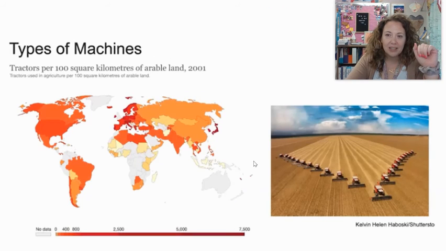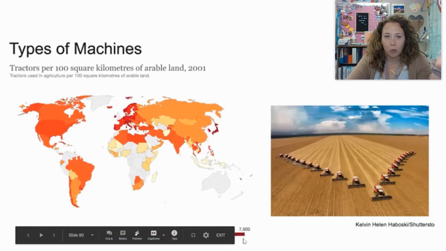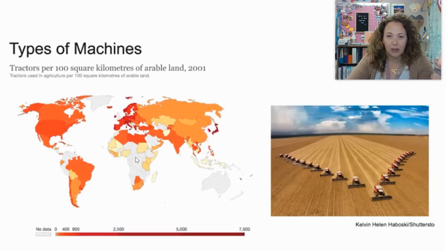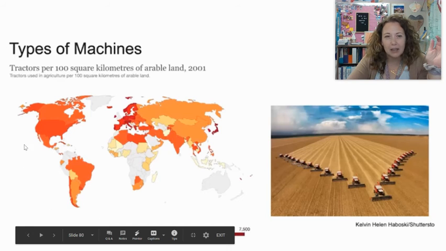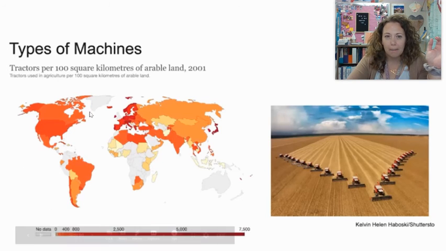Okay. All right, types of machines. Again, we know this. I love this map. The tractors used in agriculture per 100 square kilometers of arable land. The darkest reds are going to be more tractors, and then the lighter yellows and the whites are going to be 0 to no tractors. So again, sub-Saharan Africa either is using very few tractors or none. America, we're kind of right in the lower end of it.